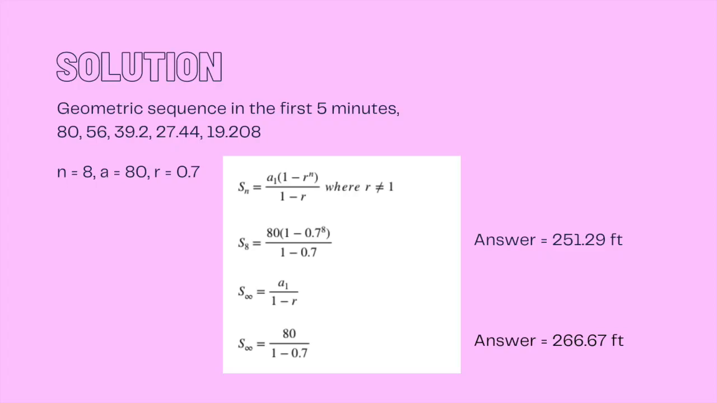As for the second question, we use the sum of infinite geometric series formula to get the attainable maximum height. We just input the values and get 266.67 feet as the answer.